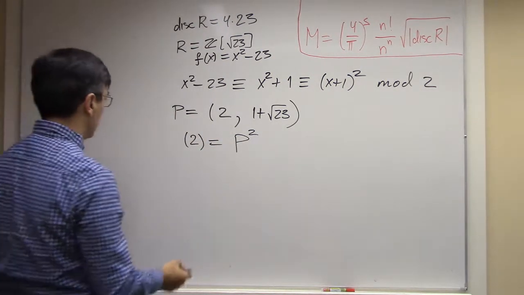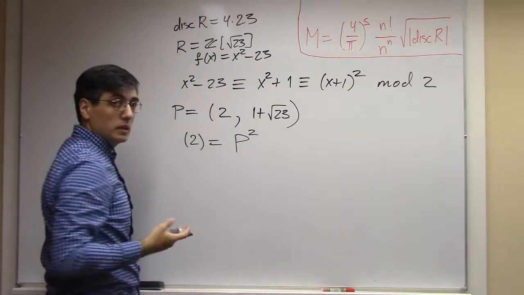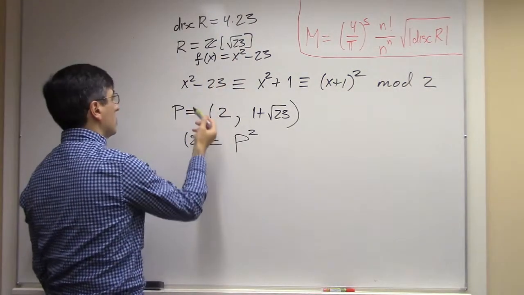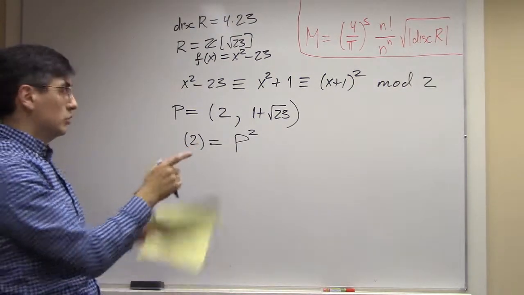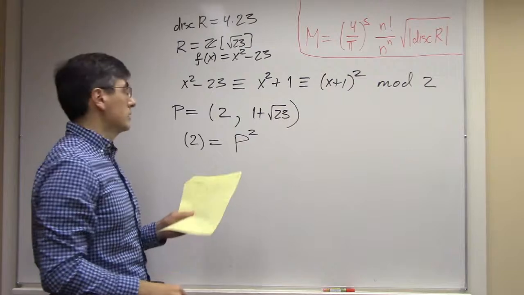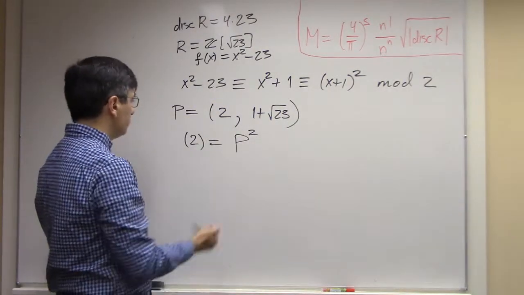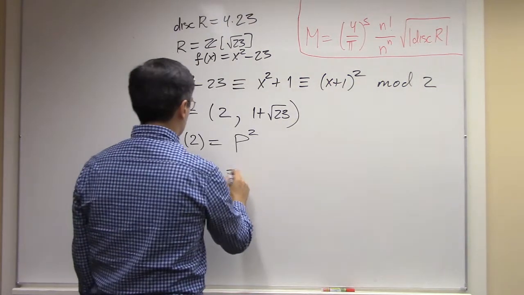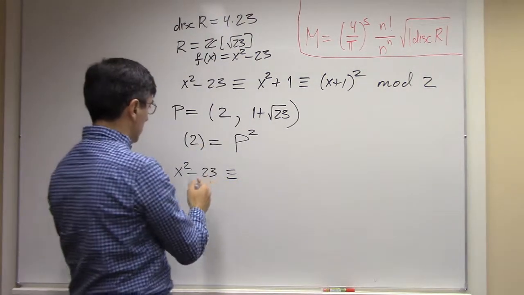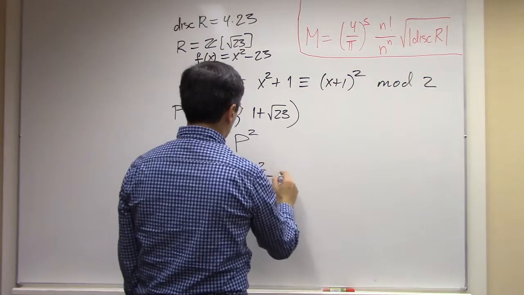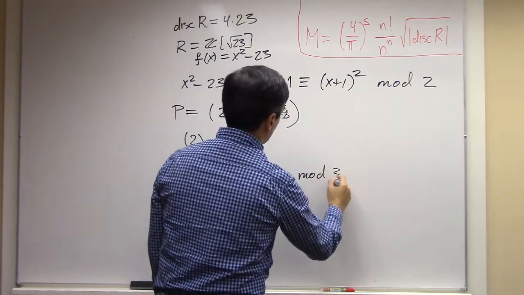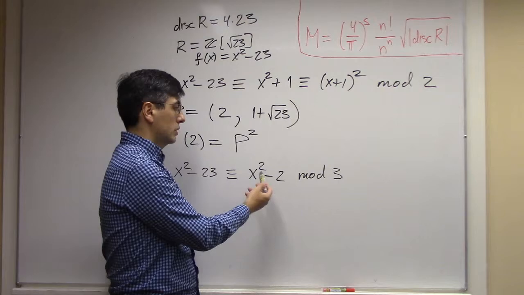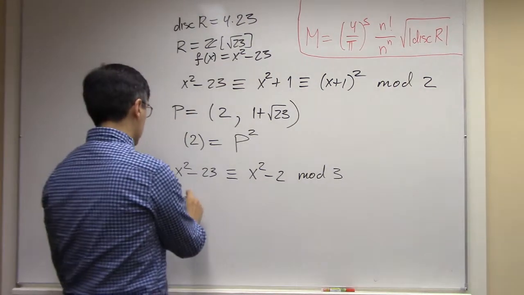And then I have to factor 3. Well, 3 does not divide the discriminant. So to figure out what happens to 3, I simply take the same polynomial and see if it factors into 2 distinct linear factors, or if it still remains irreducible. So x squared minus 23 is congruent to x squared minus 2 mod 3. And this polynomial is irreducible because 2 is not a square modulo 3. Alright, so 3 is prime.